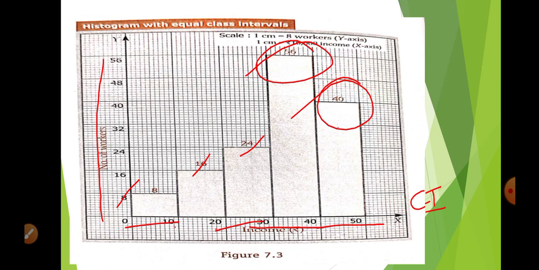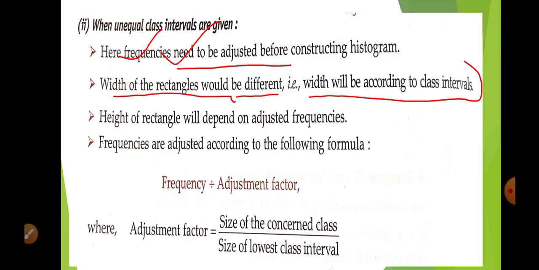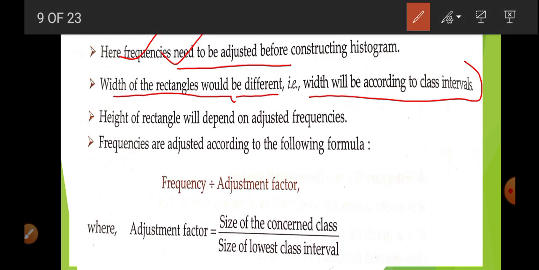अगर हम previous one को compare करें, इसमें जब class interval same है तो wideness सभी की equal है, लेकिन यहाँ unequal है इसीलिए wideness भी unequal होगा. Okay, now the height of the rectangle is going to represent the adjusted frequency. Remember, here we are not going to represent frequency directly; we have to find the adjusted frequency, and that we are going to represent on the OY axis. Okay, how are we going to find it?